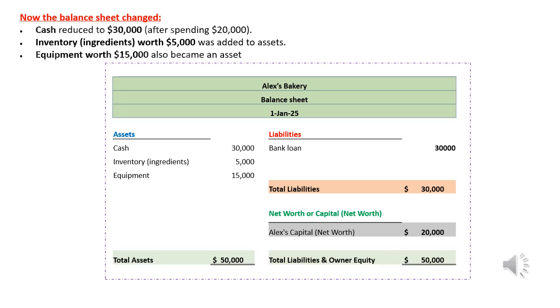After these investments, Alex's balance sheet changed. Cash reduced to $30,000, inventory increased by $5,000, and equipment worth $15,000 was added as assets. These changes reflect the initial setup costs of the bakery.